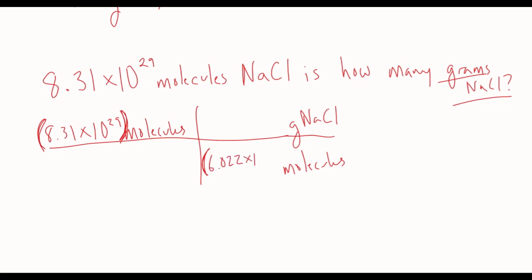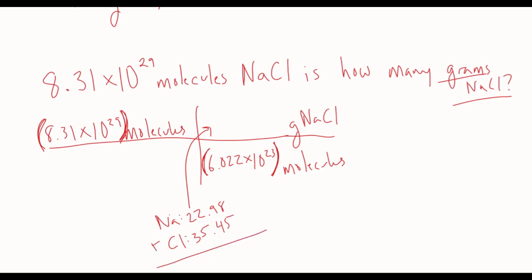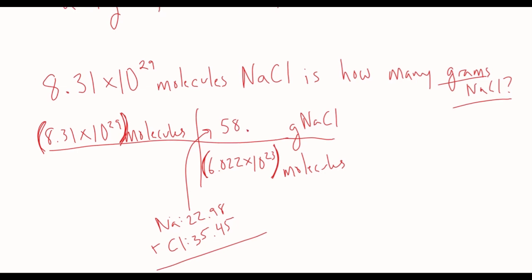Molecules, we're going to use 6.022 times 10 to the 23rd. And then grams is going to come from the periodic table. So sodium is 22.98 and chlorine is 35.45. Right, so we got to add up all the things in there. You have to find the molar mass from the periodic table. And this is 58.43.